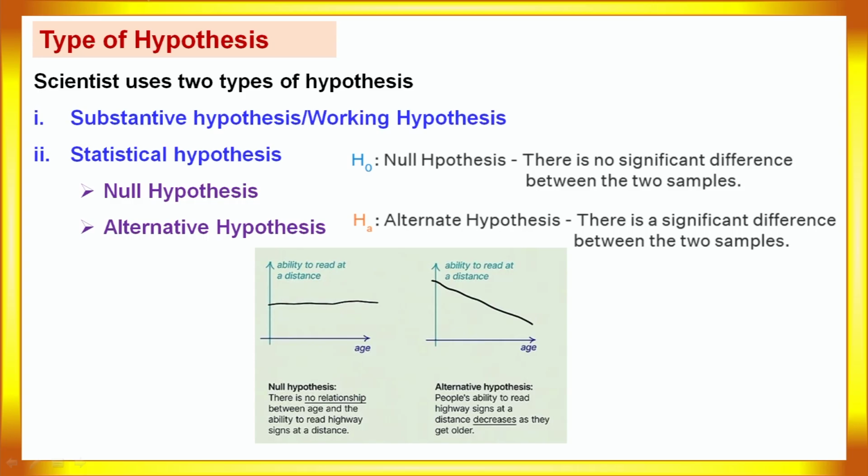So, hypothesis can be classified into two broader groups. One is known as substantive hypothesis, another is known as statistical hypothesis. Alternatively, the substantive hypothesis sometimes we call a working hypothesis. Now, you take the example of a hypothesis.